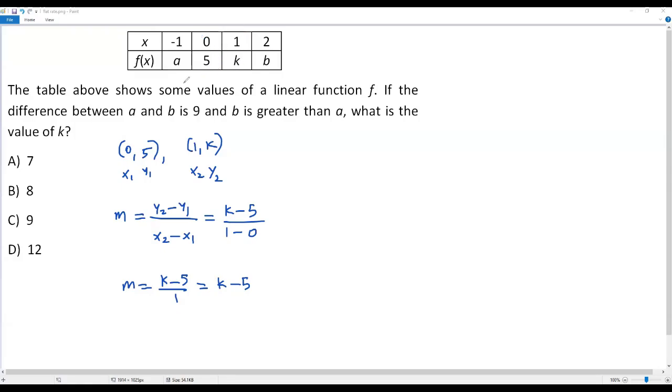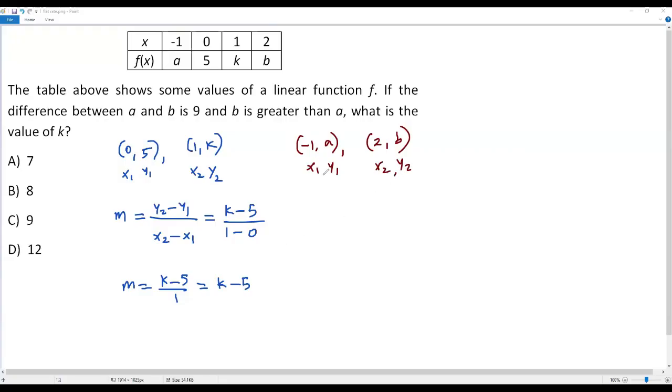Now I am going to find the slope of the same linear function again using the first point and the last point, because these 2 points contain the constants a and b, and we have some information about a and b over here. So if I want to use that information, I must find the slope using the first point and the fourth point. Let me write the first point, that is (-1, a), and the fourth point (2, b). Let me assume this is (x1, y1) and this is (x2, y2).